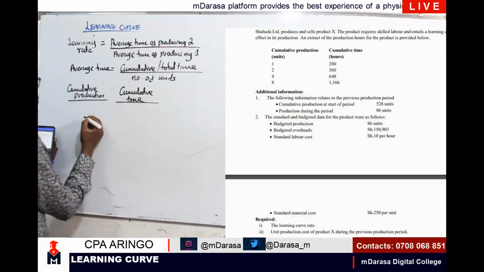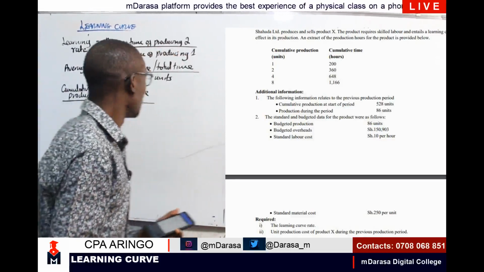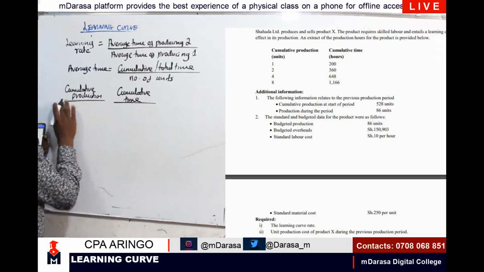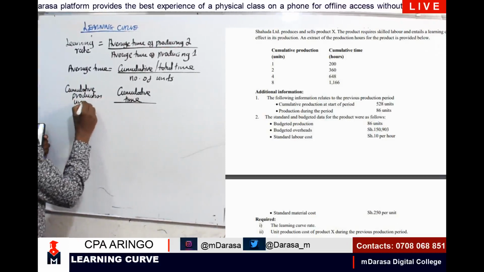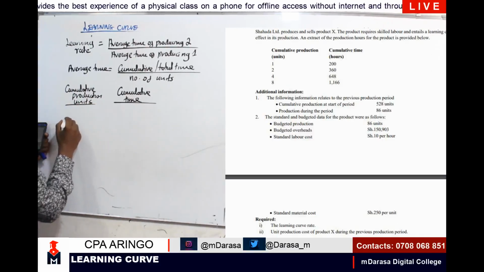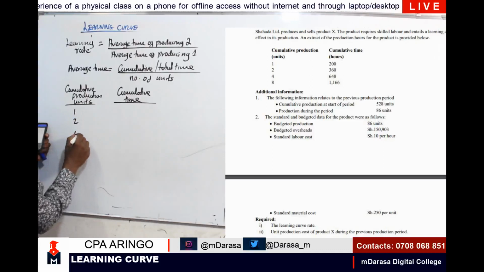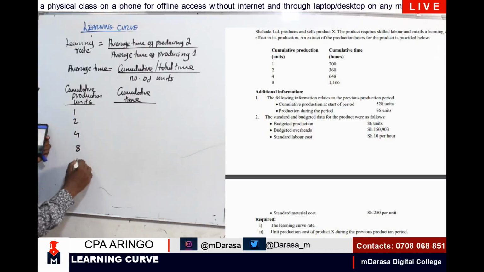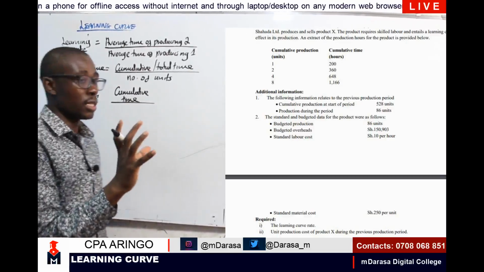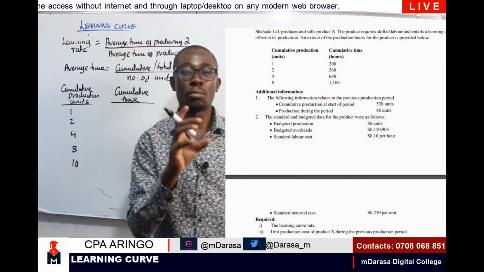So cumulative production, cumulative time, remember we said that is the same as what? As a total time, right? So cumulative production, I was given in units, of course, where I was told that we had 1, 2, 4, 8, and 10. And here, I can clearly see that I'm having the doubling effect in our production.